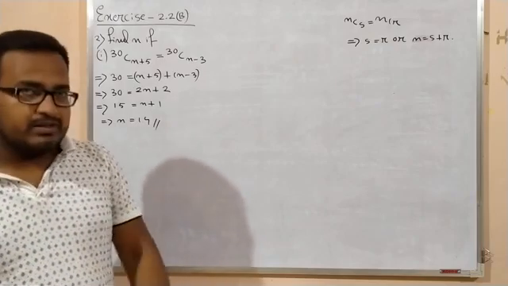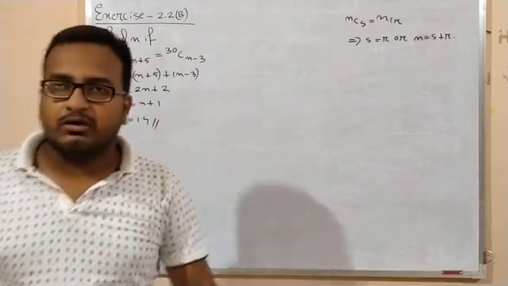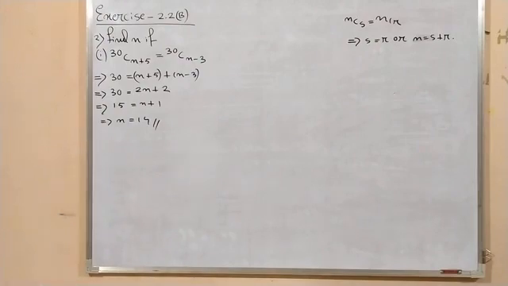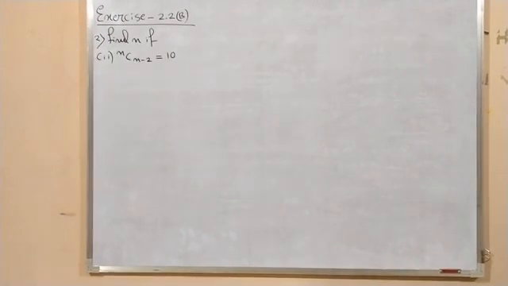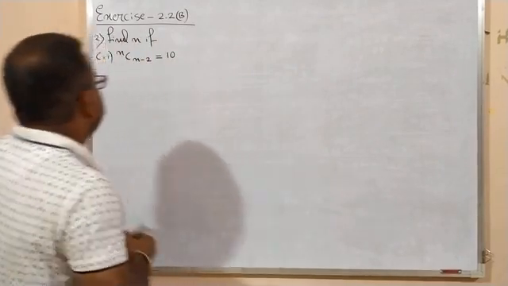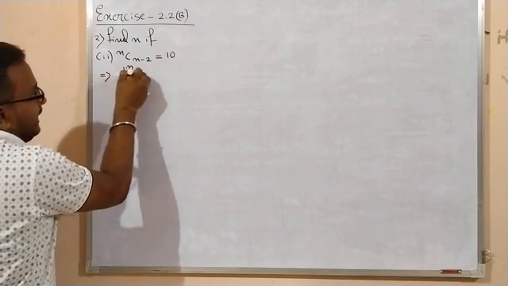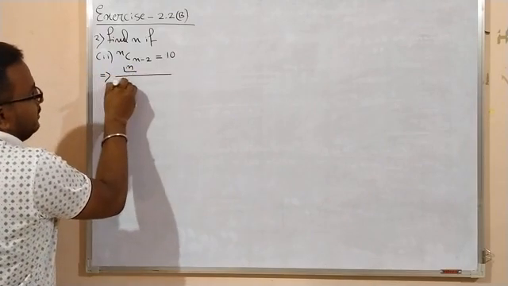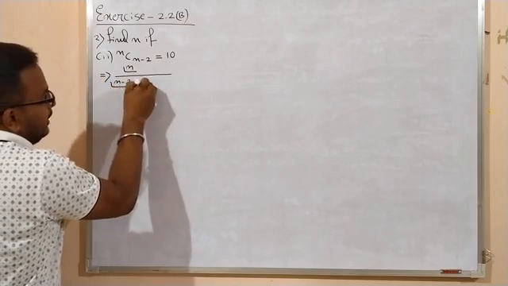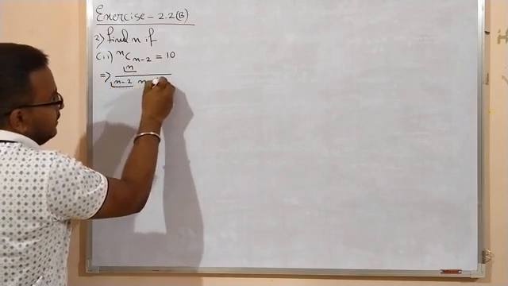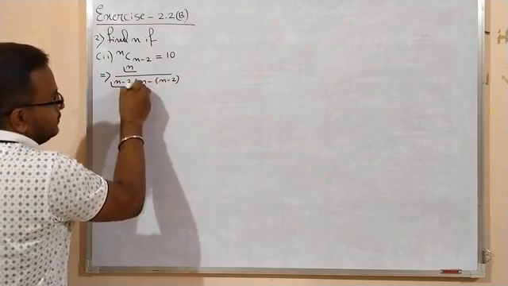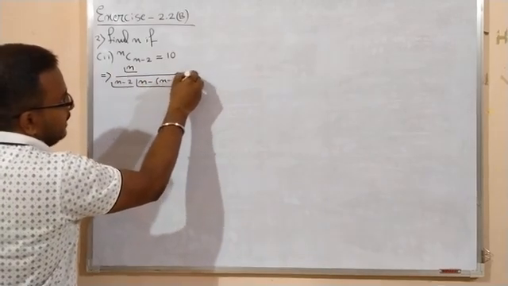So let us solve the next problem. Before that, pause the video, note it down. So let us solve the second one. So let us start. So it is factorial n by factorial n minus 2 into n minus 2. Again factorial, and this is 10.